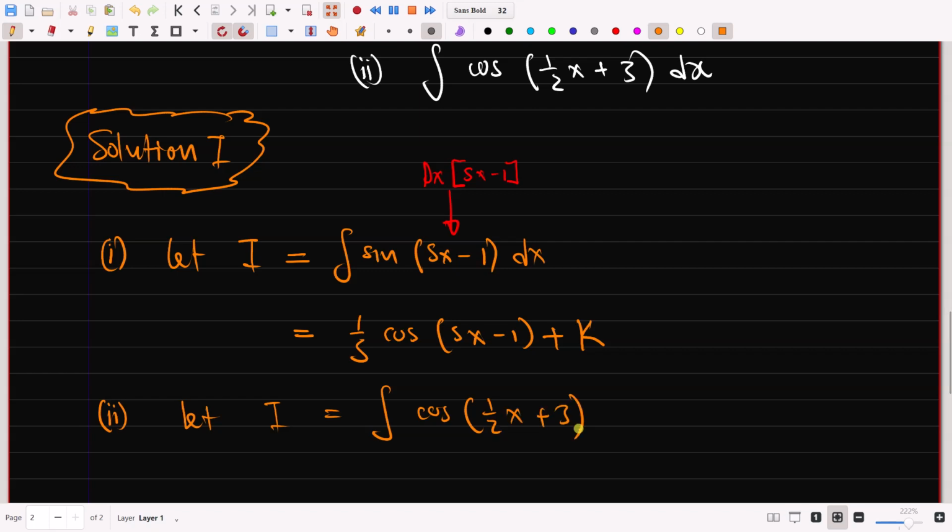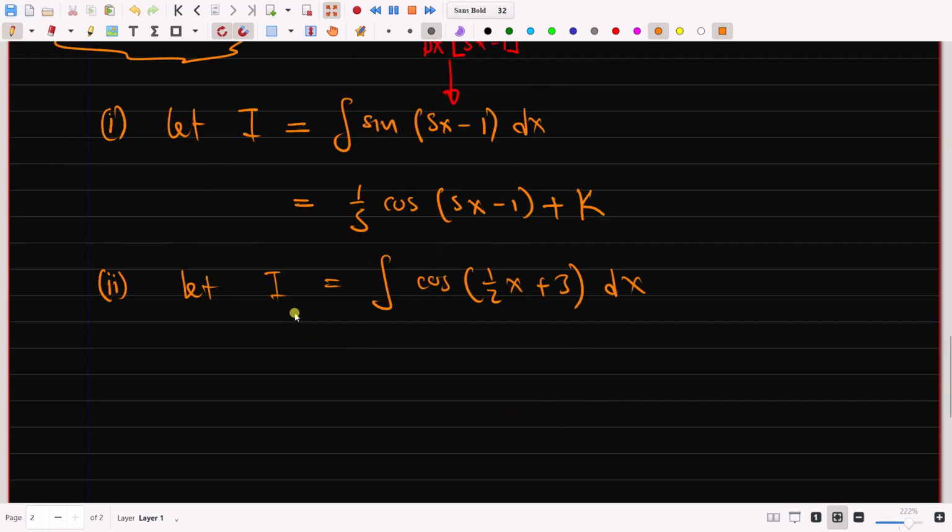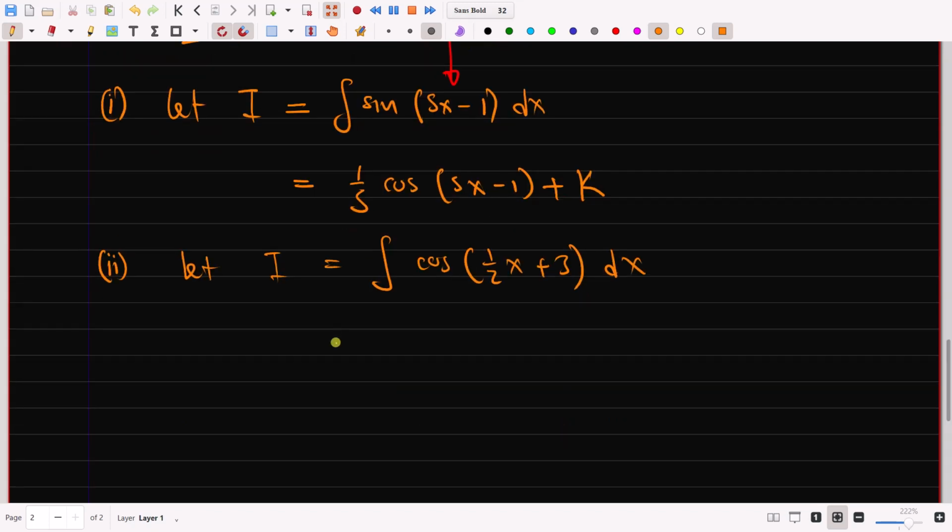So what we get here is, first thing, we differentiate the interior, or the argument. When you differentiate inside here, you will get half. When you take half as a reciprocal, it becomes 2. Sorry, when you integrate sine, you get minus cos. So here it's supposed to be minus anyway. Then when you integrate cos, you get sine. So this is going to be 2 sine of half x plus 3, then plus k, like that.